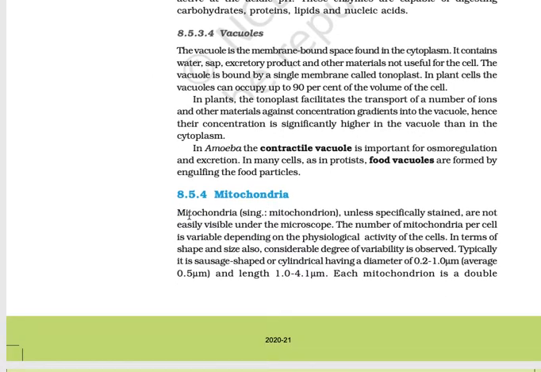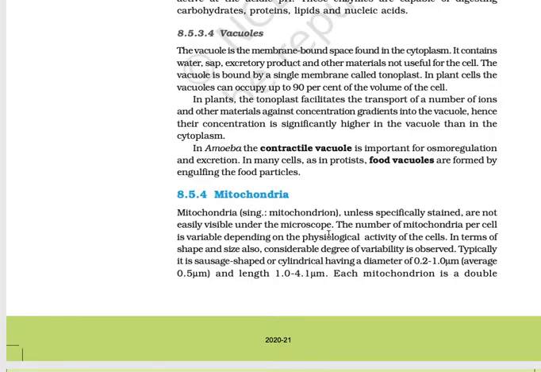Mitochondria. Mitochondria, singular mitochondrion, unless specifically stained, are not easily visible under the microscope. The number of mitochondria per cell is variable depending on the physiological activity of the cells. In terms of shape and size, also considerable degree of variability is observed. Typically, it is sausage-shaped or cylindrical, having a diameter of 0.2 to 1.0 micrometer, average 0.5 micrometer, and length 1.0 to 4.1 micrometer.